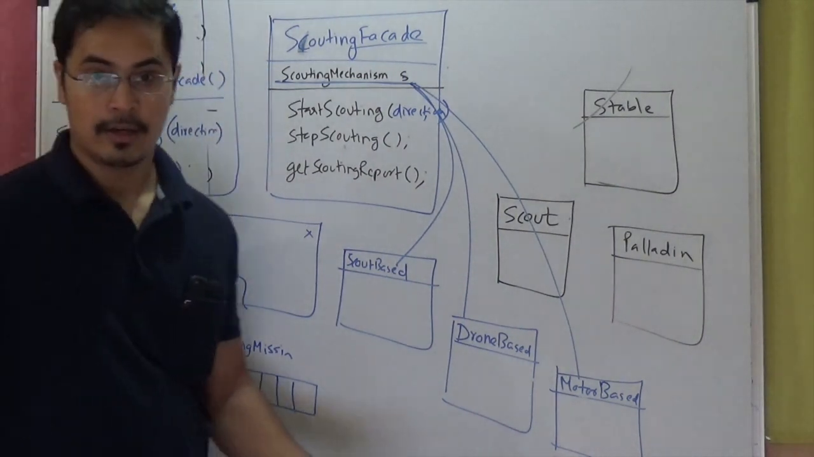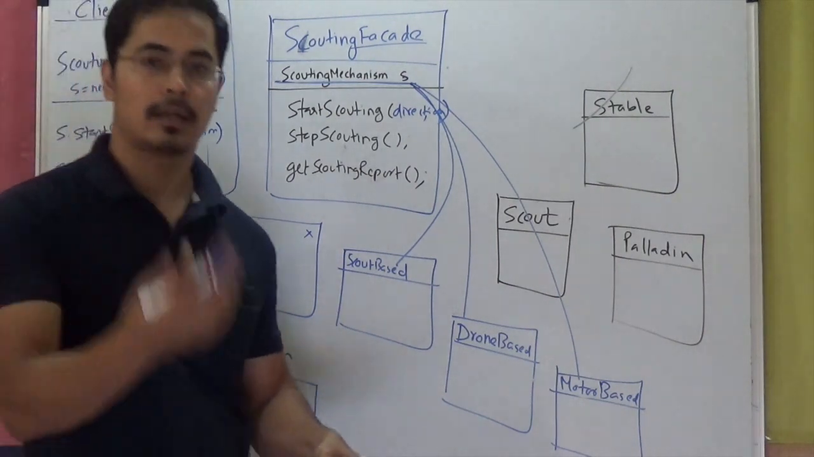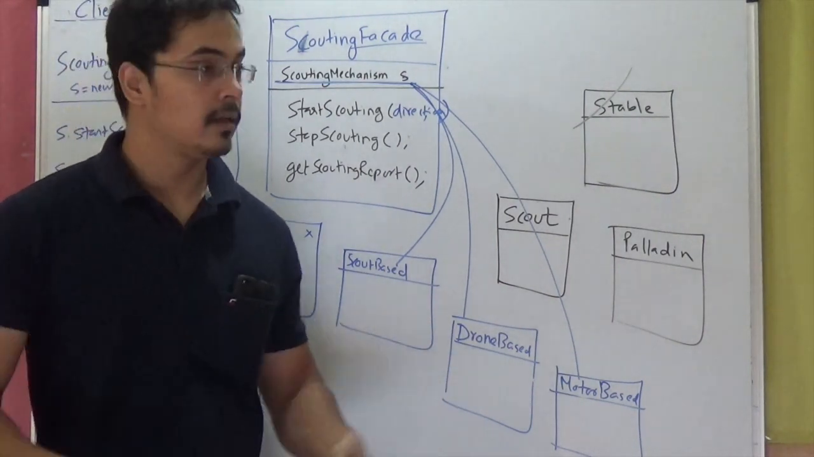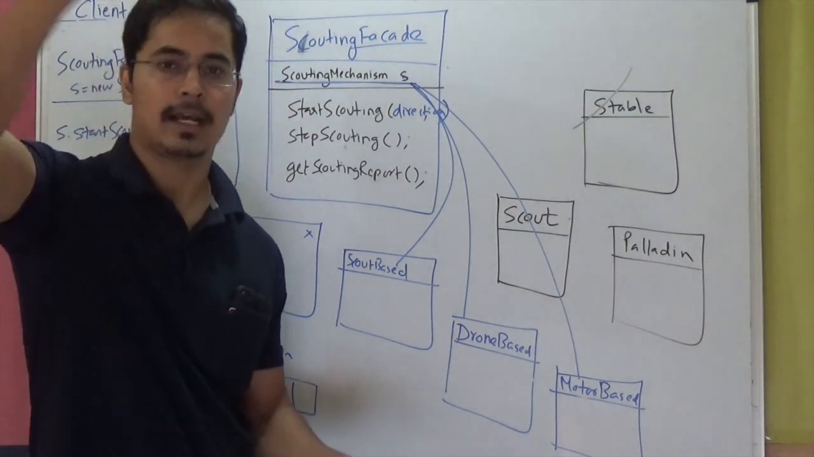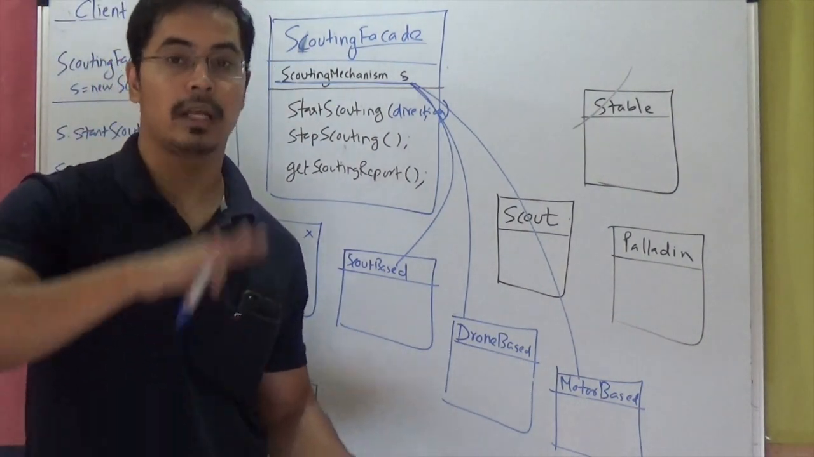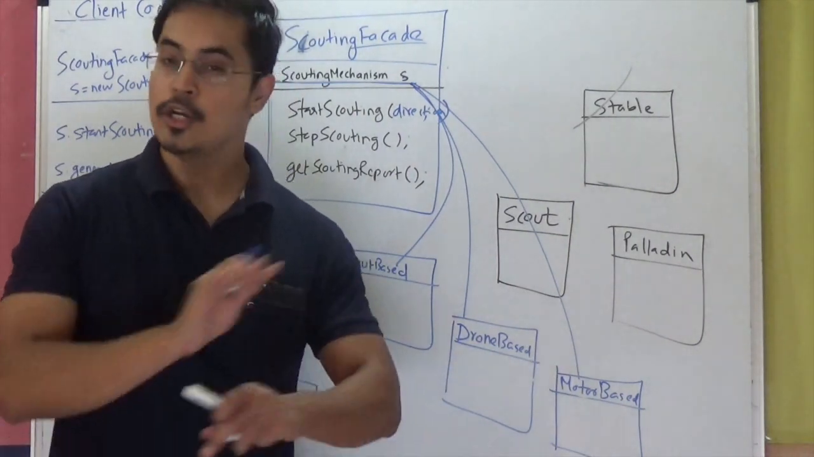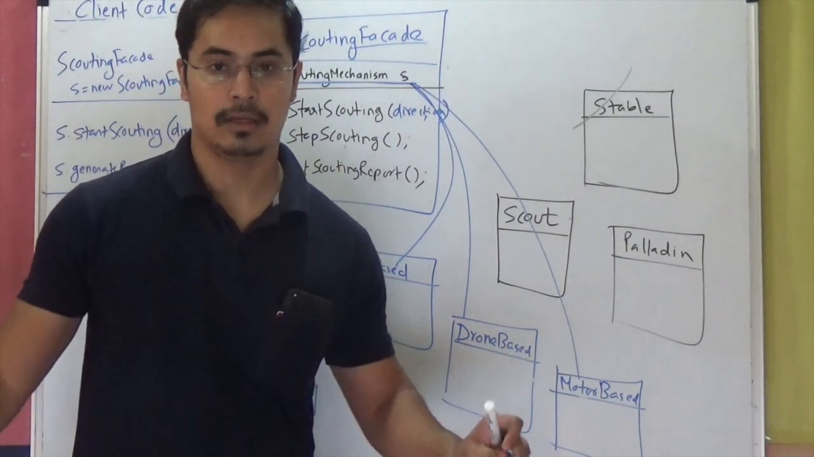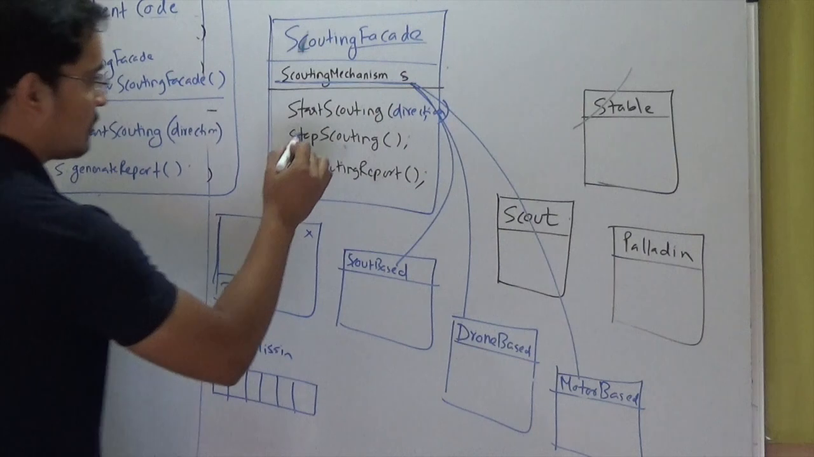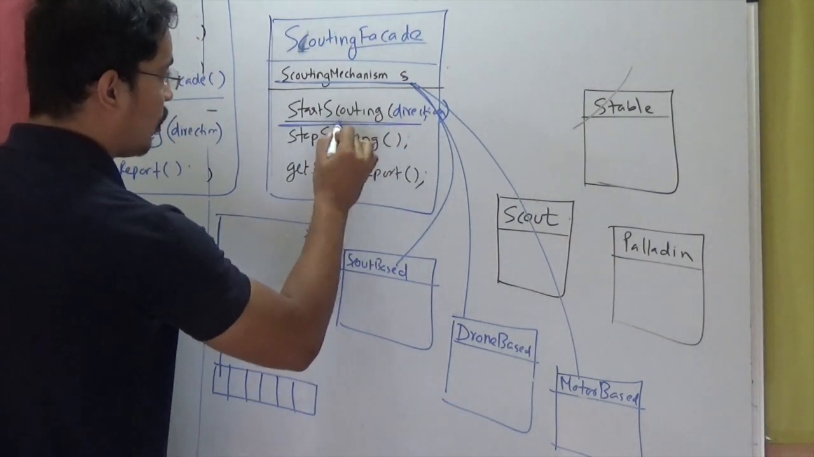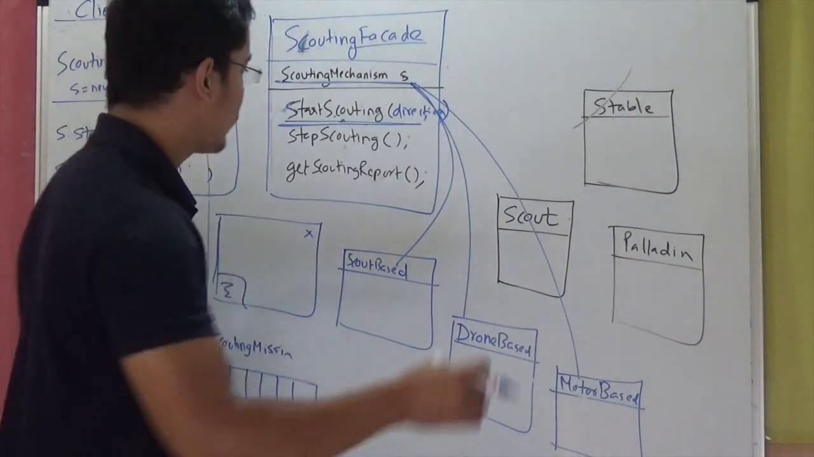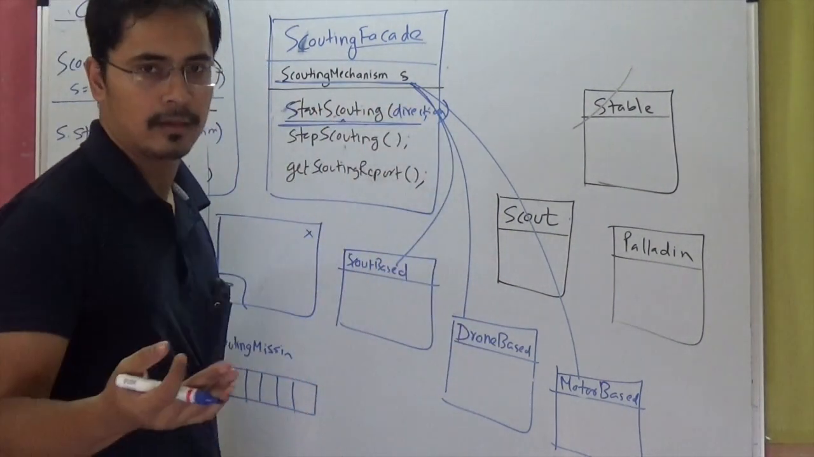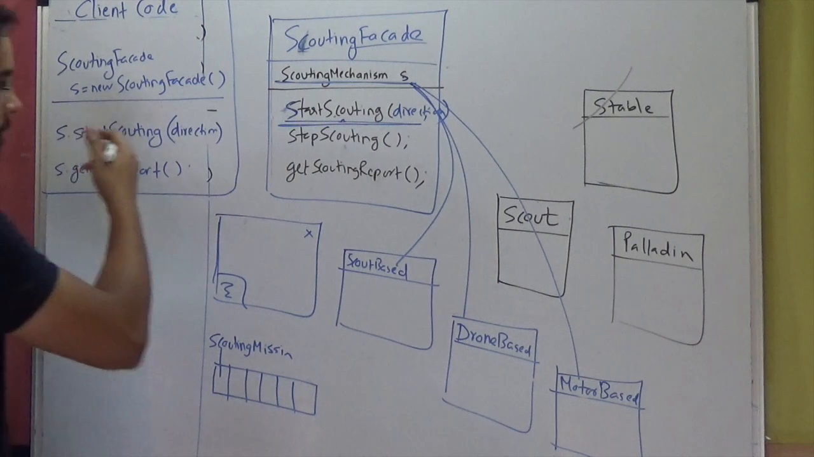This is all you got to do. As a player, you don't have to worry about creating a scout, creating a paladin, pointing them to next locations so that they can eventually reach the enemy territory. You don't have to worry about that at all. All those activities will be taken care of by the code that we are going to write in the start scouting method. Now let's look at the code of the start scouting method that we are going to call from the client.